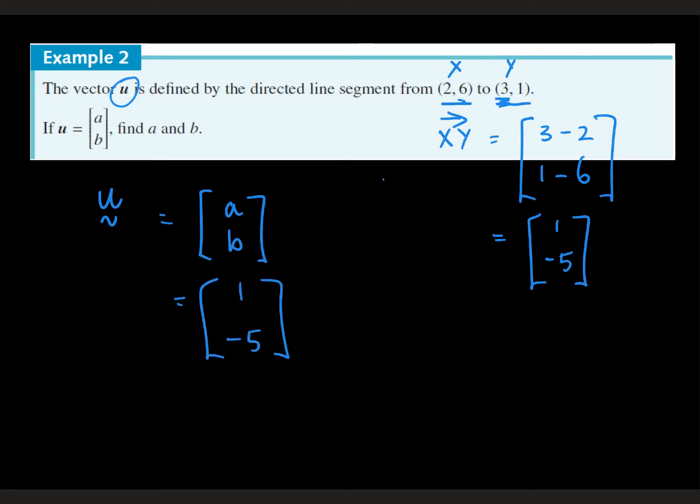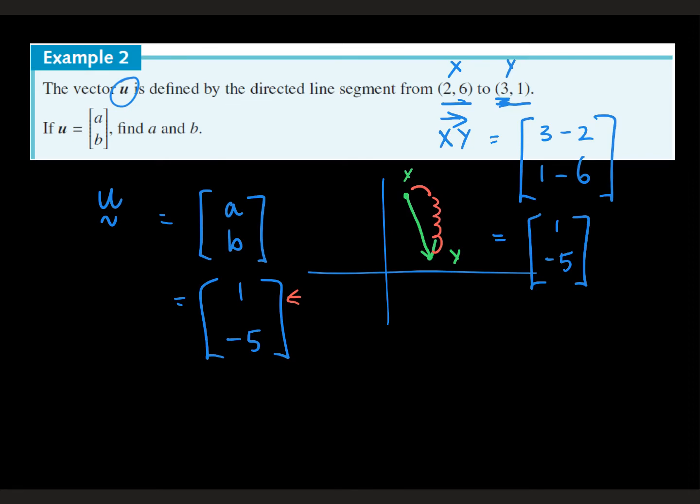So just think about it. If we've got 2 points, and our first point is (2, 6), 2 across 6 up, that can be there. Next point, 3 across 1 up, and we're going from this one, from x to y. Let's see if that works. We're going 1 across, that's this one here, 1 across, and we're going down 5 steps. That's right. So 1 across, 5 down.